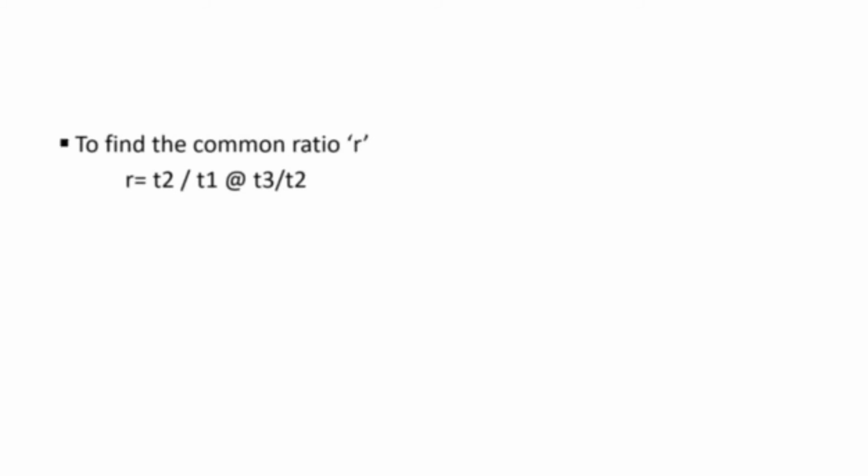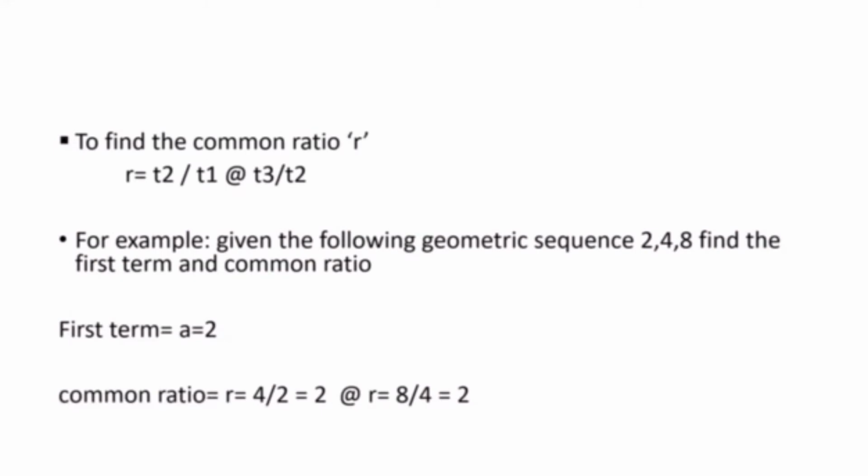To find the common ratio R, R equals the second term divided by the first term, or the third term divided by the second term. For example, given the following geometric sequence, 2, 4, and 8, find the first term and the common ratio. The first term A equals 2, and the common ratio R equals 4 divided by 2 equals 2, or R equals 8 divided by 4 equals 2.